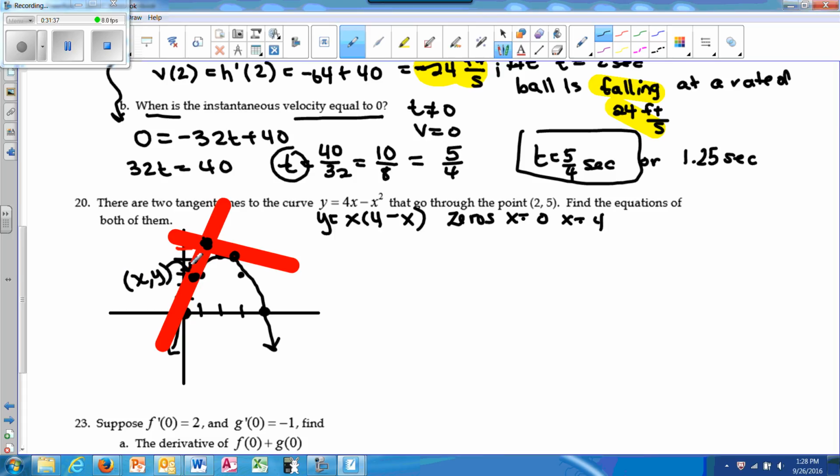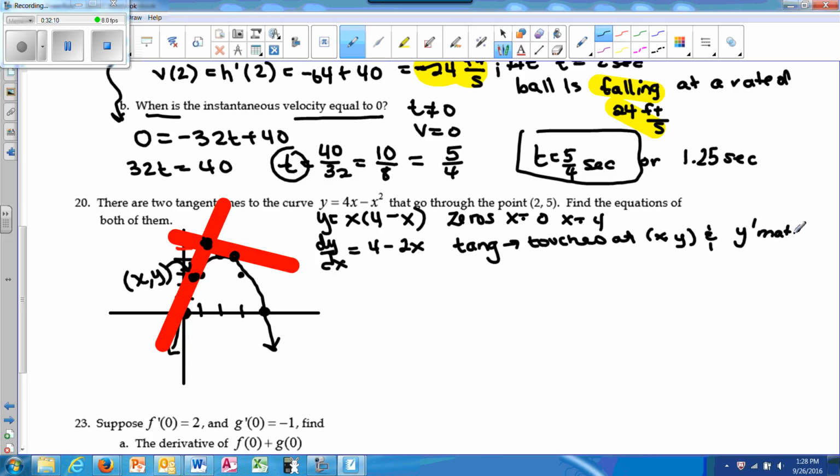Notice the point (2, 5) is not on that curve at all. The point (2, 5) is up here. What it says is that there are two different tangent lines to this curve that pass through that point. And we're going to find each of those. Now, what's important about tangent lines is the tangent line has a slope that matches the derivative.